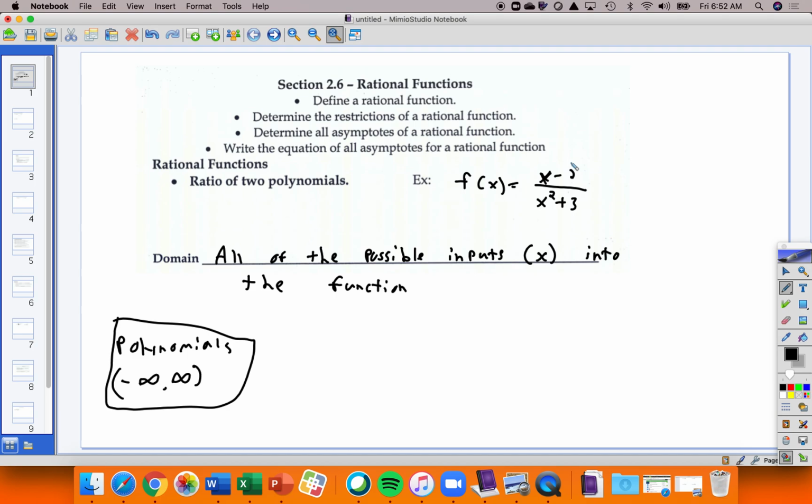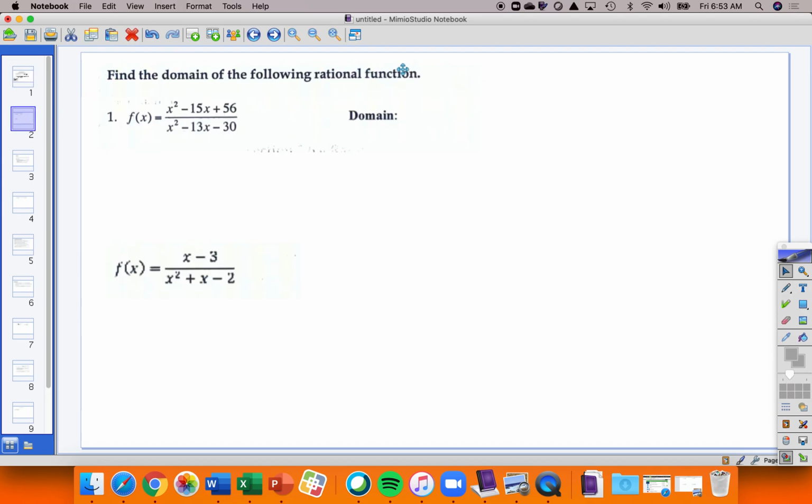And that's because when we have a fraction, the one number we're not allowed to divide by is 0. So anytime we get a 0 in our denominator, we're going to have issues. So let's look at some examples. It says find the domain of the rational functions. So I'm going to start with number 1.